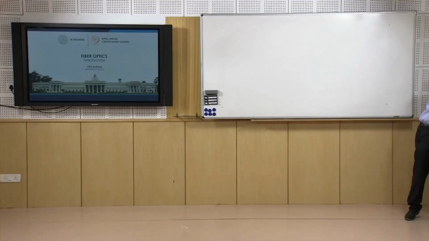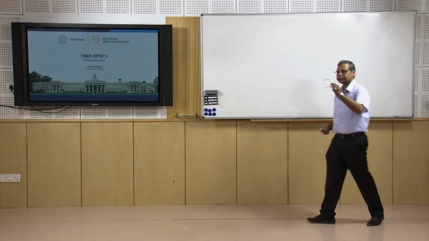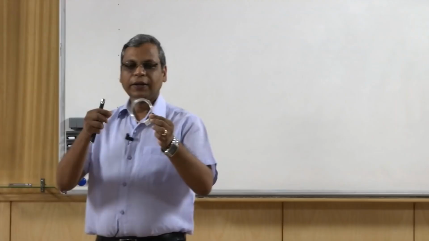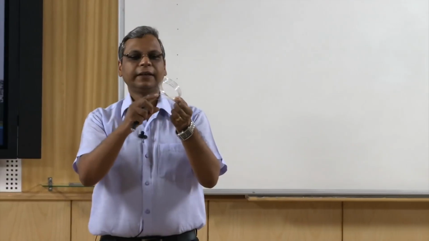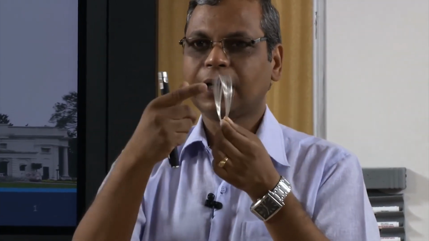We also see fibers something like this. This is really hair thin. This is a really hair thin structure, and I can very carefully couple light into it, and light can come out of the other end. It can guide light over kilometers of length.